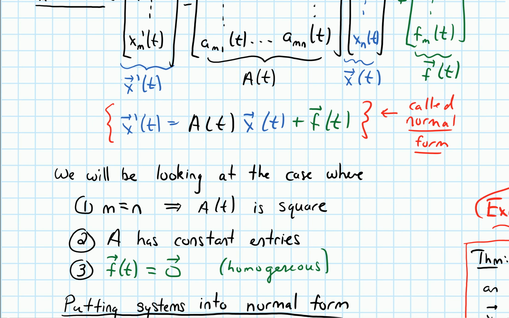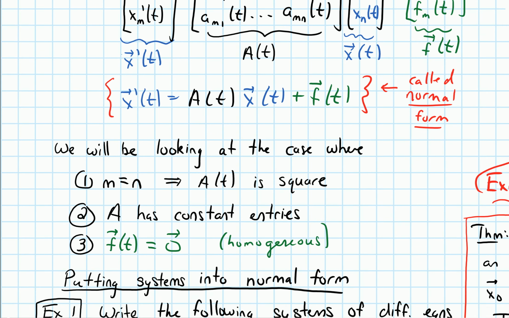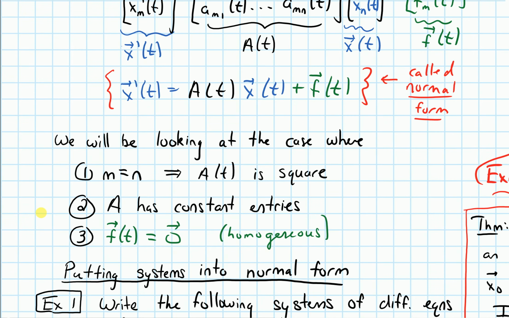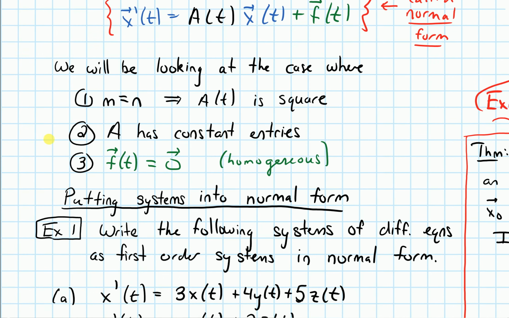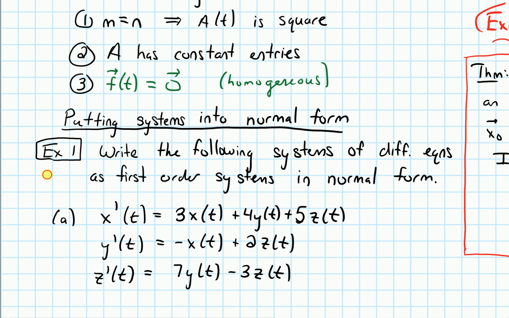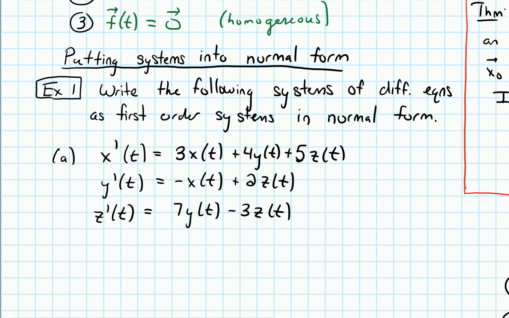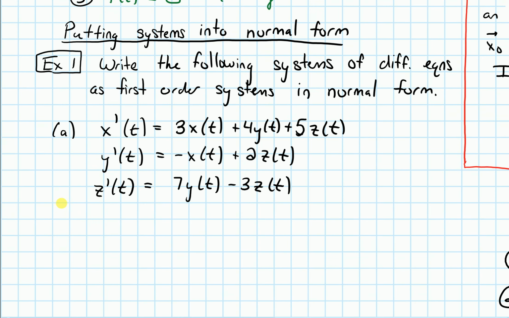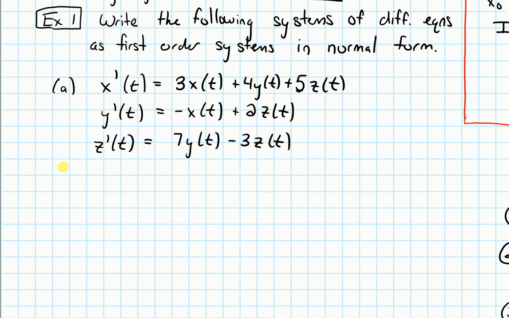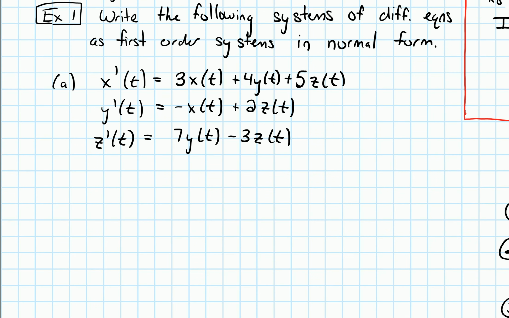All right, so next let's practice putting systems into normal form. Let's do some examples. Let's write the following systems of differential equations as first-order systems in normal form. All right, so here is part A. I have this system of differential equations. I want to put this into normal form. Okay, so how can I put this into normal form?